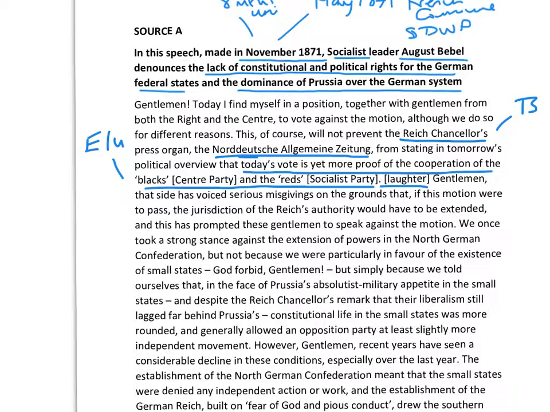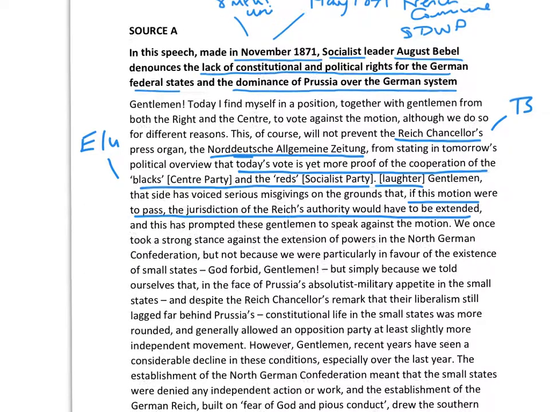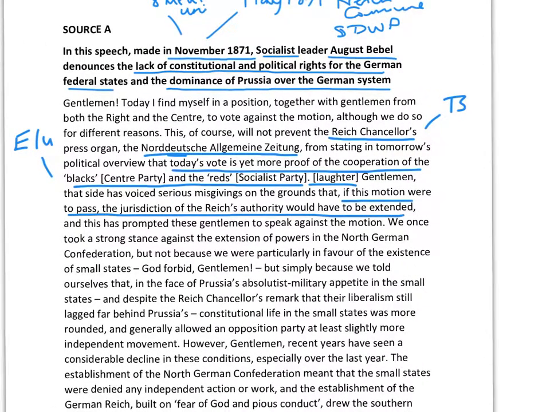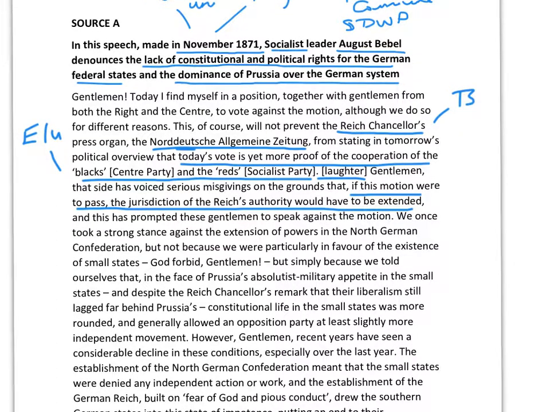want to make there. He then goes on, if this motion were to pass, the jurisdiction of the Reichs authority would have to be extended. Well, that's obviously about the extent of German unity. So I'll just again annotate that inquiry 1, but I would actually call it D for division, because it's clearly saying that there is a need for the rights of authority to have to be extended. It suggests that there is more work to be done.